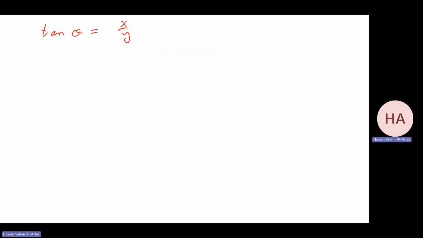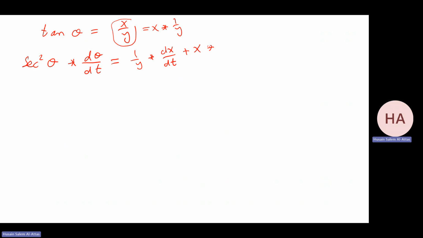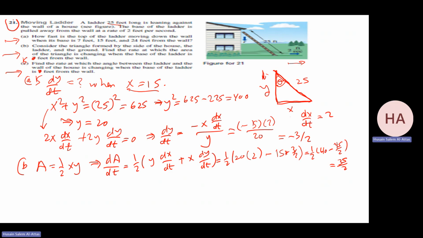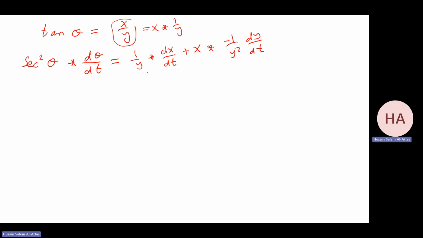Now if you differentiate this with respect to t, I have secant squared theta times d theta over dt equals, and you differentiate this by writing it as x times 1 over y. So I have the derivative of the first times the second, so 1 over y times dx over dt, plus x times the derivative of the second, which is minus 1 over y squared dy over dt. Or you can use the quotient rule. No problem. Now I need to plug in the numbers. I know x, I know y, I know dx over dt, I know dy over dt. The remaining is secant squared theta.